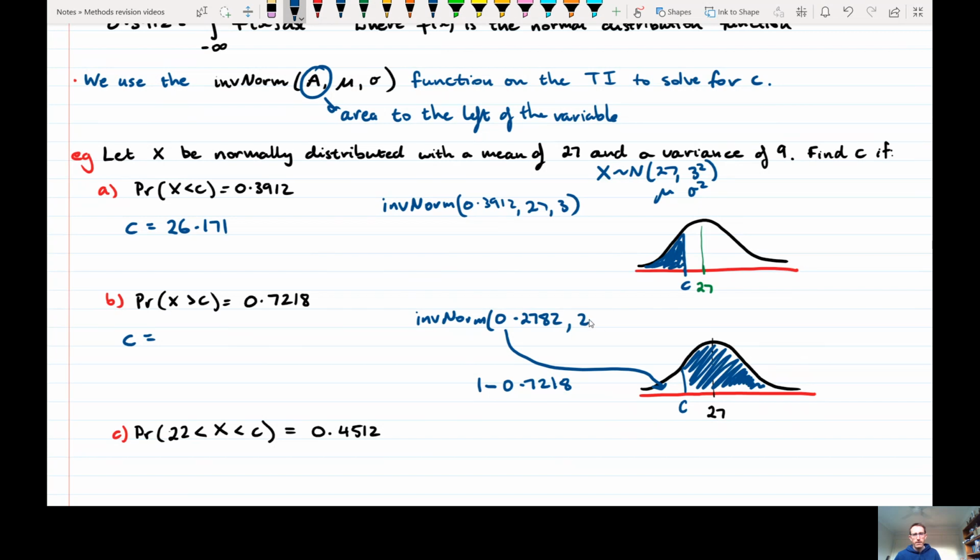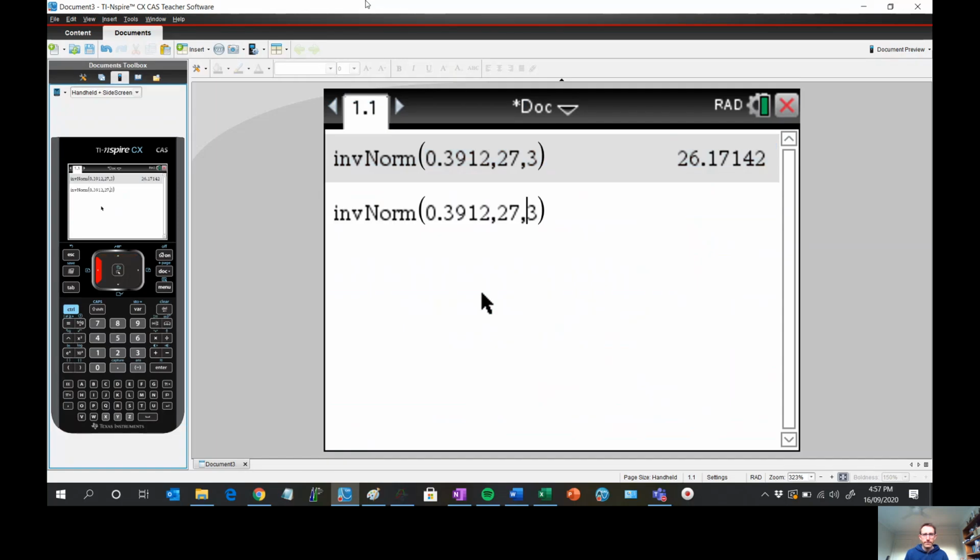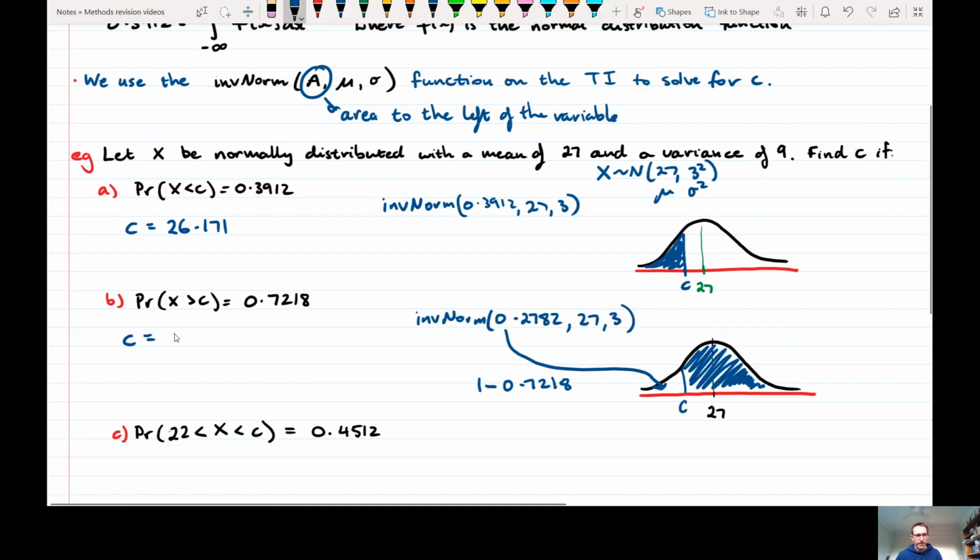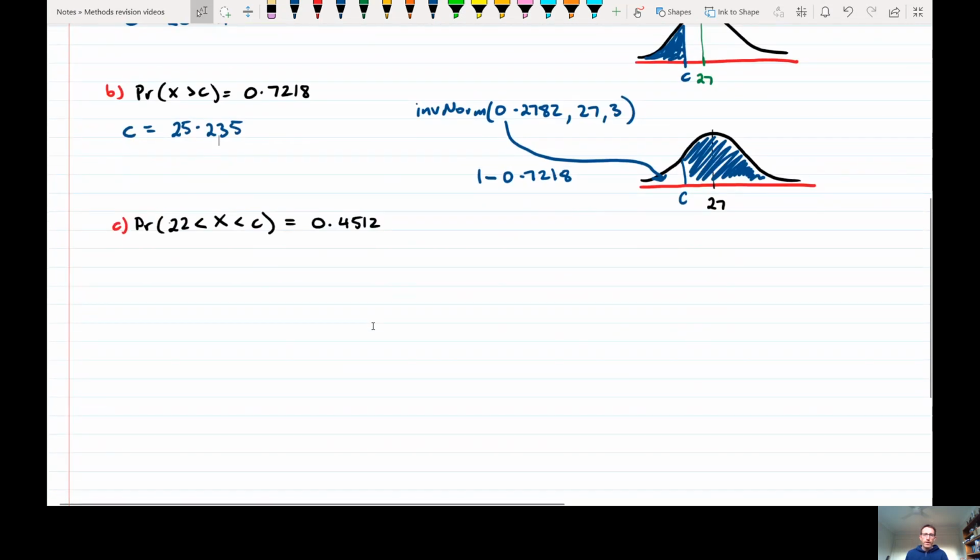0.2782. The mean is 27. Standard deviation is 3. We're going to put those values in and see what the value of C is. I said that was 0.2782. And that gives you 25.235 as the variable value there. Again, it makes sense. Our diagram suggests that it should be less than 27. It is less than 27. That's what we want.